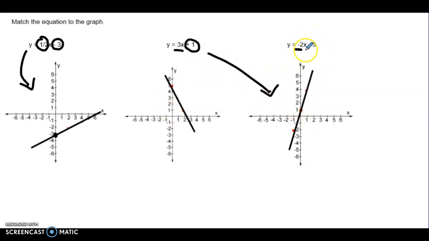And then here, my slope is -2, and my y-intercept is +5. I know this one has to match because it has a negative slope, and this is the only one going downhill. Also, the y-intercept is at 5, so that matches there.